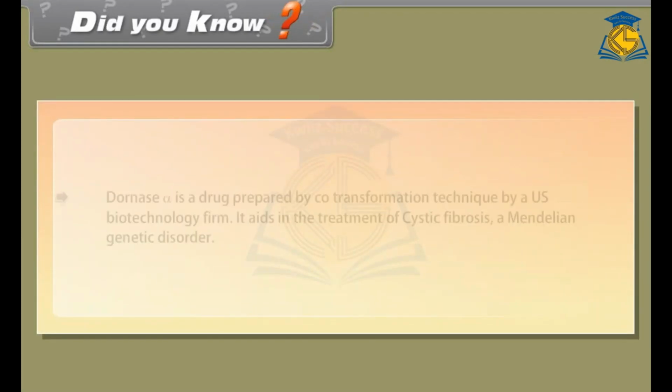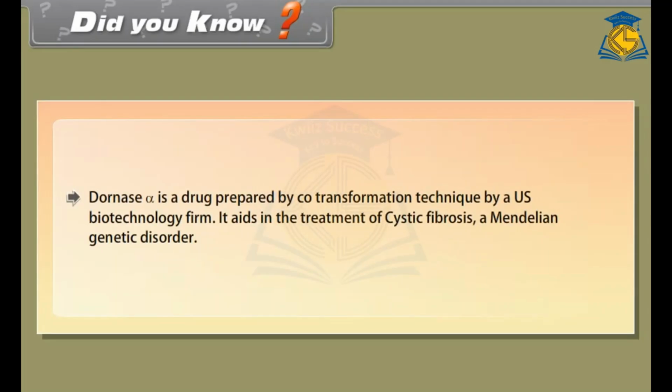Did you know? Dornase alpha is a drug prepared by co-transformation technique by a US biotechnology firm. It aids in the treatment of cystic fibrosis, a Mendelian genetic disorder.